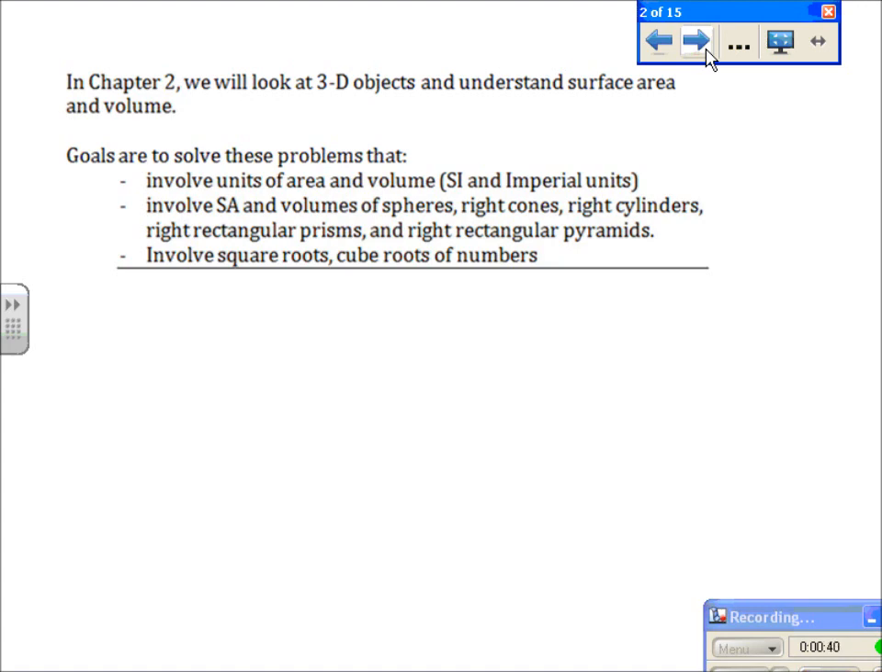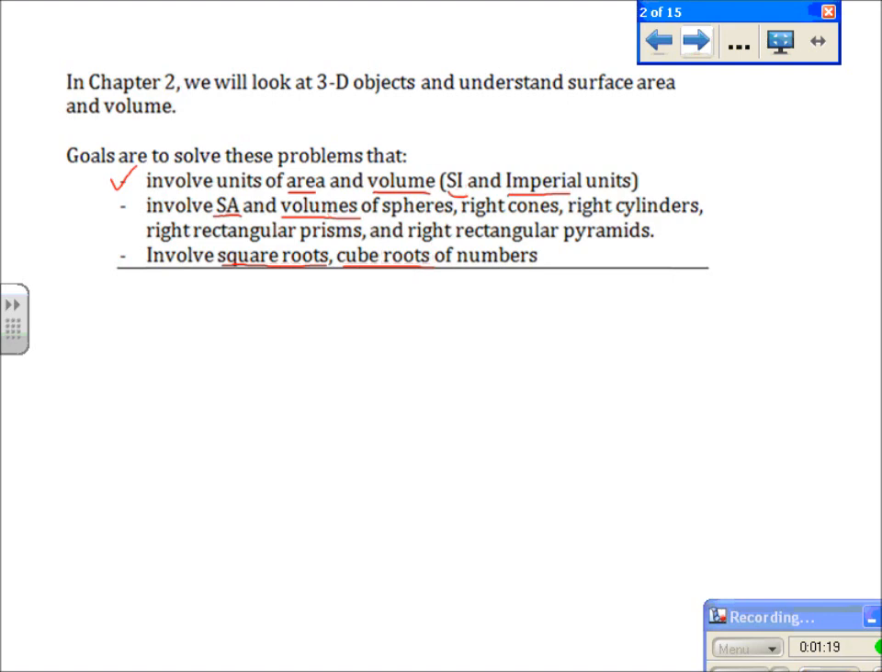So our goals for Chapter 2 are to work with area and volume in both SI units, so perhaps meters, centimeters, and imperial units, inches, feet, yards. Later on, we're going to look at problems that involve surface area and volumes of three-dimensional objects: spheres, cones, cylinders, rectangular prisms, and pyramids. And when we're doing that, we're going to be dealing with square roots and cube roots, or squared numbers and cube numbers as well.